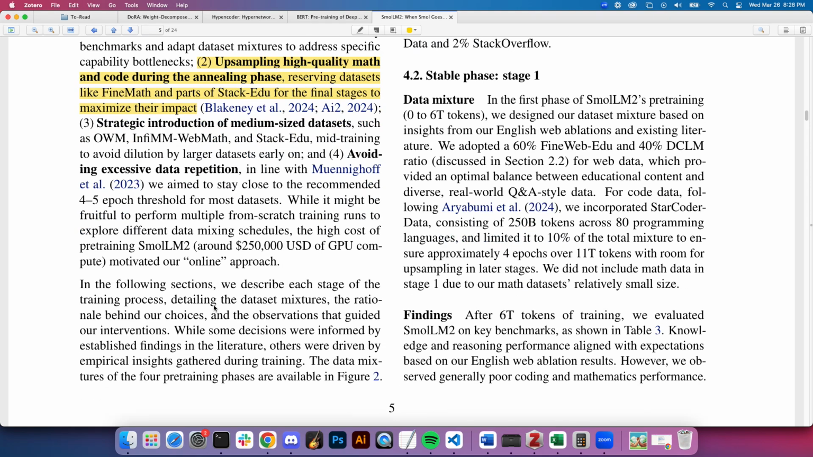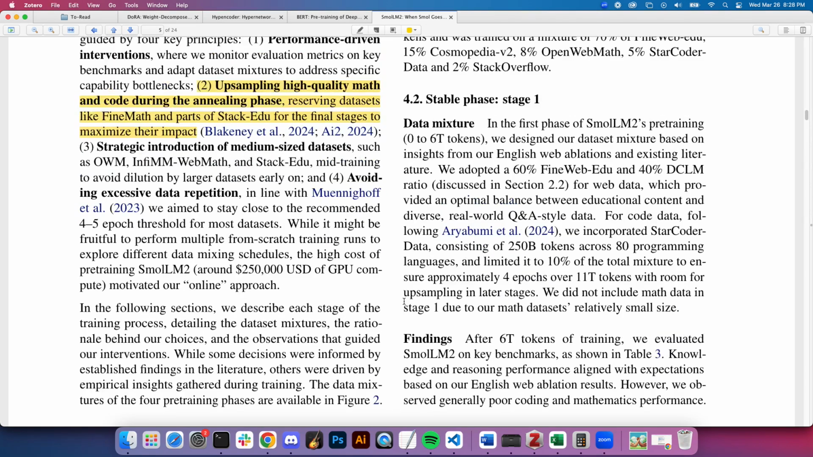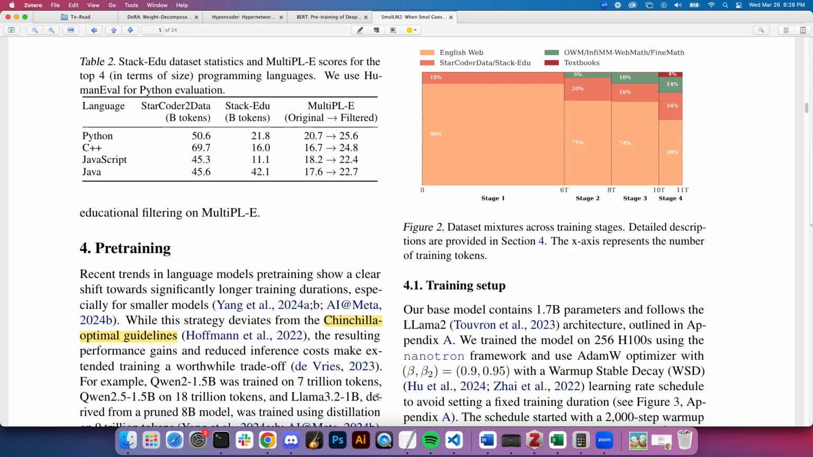All right, let's take a look. Some decisions were informed by established findings. Others were driven by empirical insights during training. The data mixtures of the 4 pre-training phases.